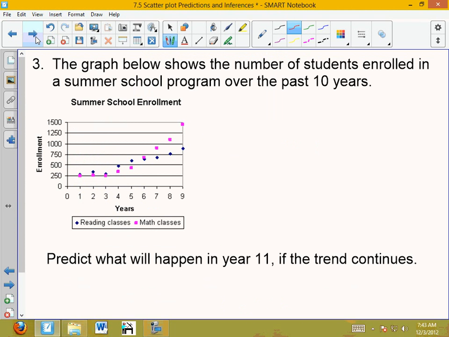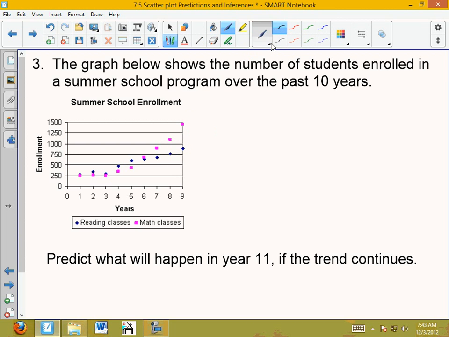Here, we want to know what will happen in year 11. Now, on this one, it's a little different. They don't want you to guess the number of enrolled. They want you to tell what's happening between the reading class and the math class. Okay? So, what's happening is both classes will continue to increase. You can see right here how they're increasing. So both classes will continue to increase.